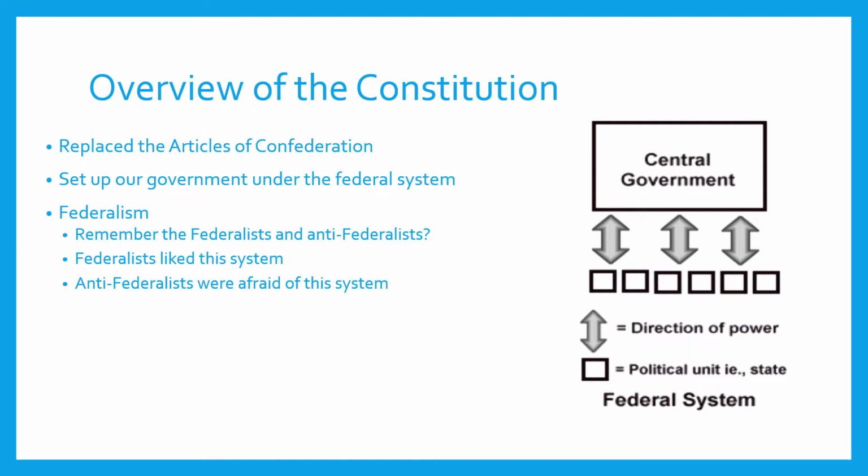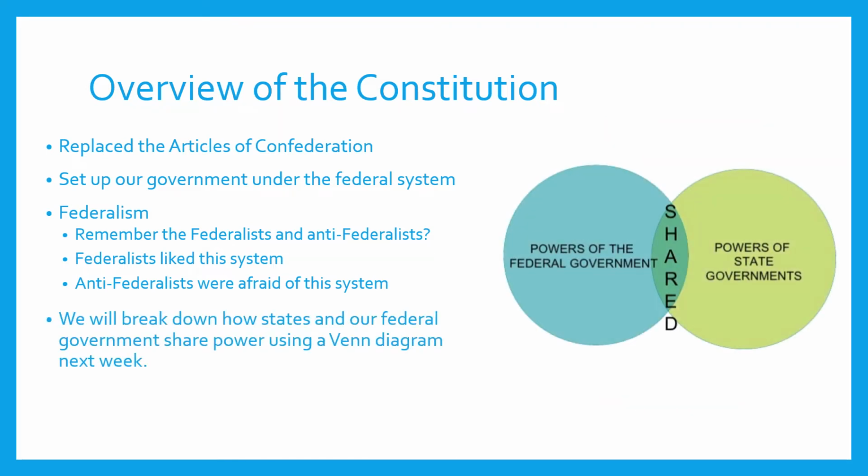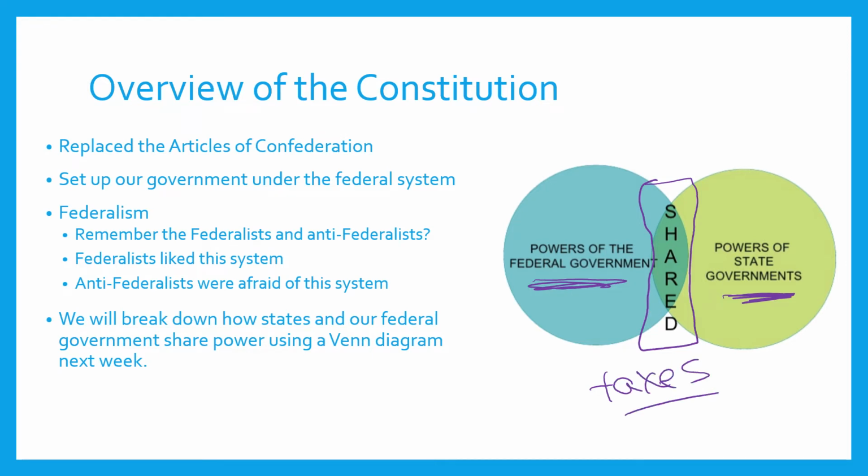We're going to be looking at a slightly different diagram starting next week. We're going to be looking at a Venn diagram, where here we have the federal government and their powers. We have the state governments and what they're allowed to do, their powers, and then there's a bunch of things that they share, such as taxes. Both the federal and the state can charge taxes, which is really good and fixed one of the problems with the articles. But that is something we'll be doing next week.